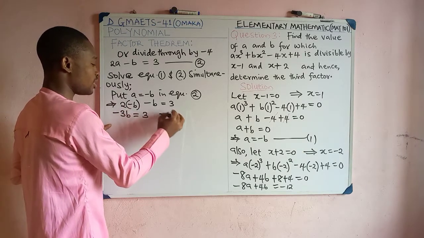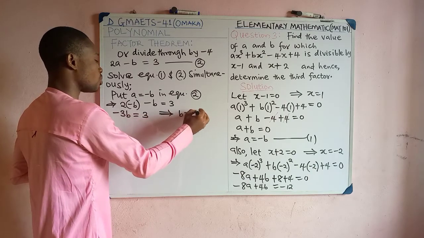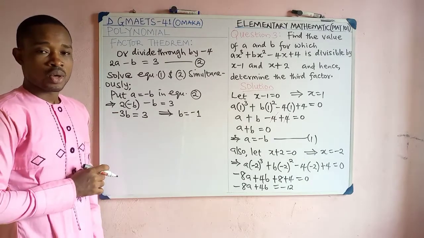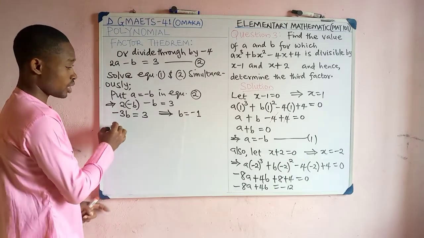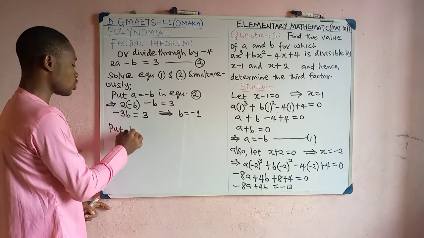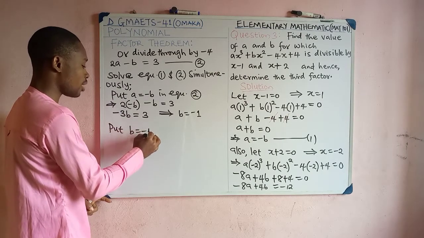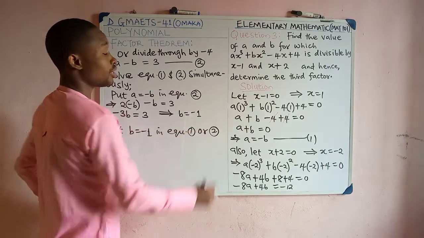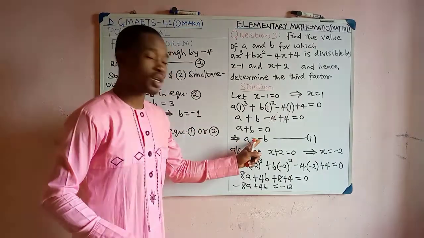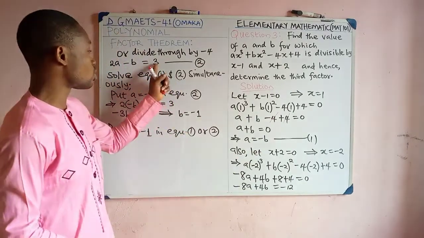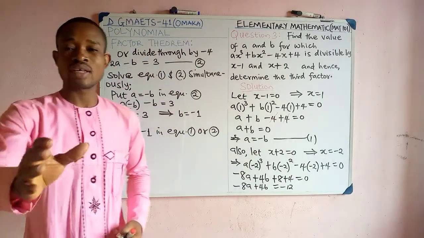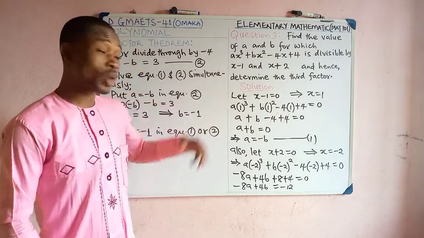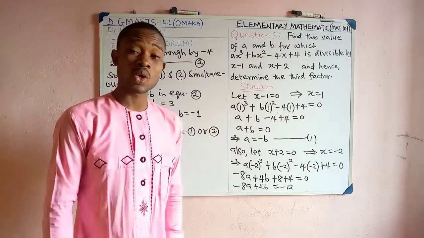Now take note that the value of b from here will be equal to minus 1 if you divide through by minus 3. We've obtained the value of b, so we're going to put b equal to minus 1 in equation 1 or 2. Now it's your choice. You can either use equation 1 to get the value of a, or you can use equation 2. Just imagine you're in an exam, which one do you think will be faster for you to get your result? Of course, the one with fewer terms, which is equation 1.